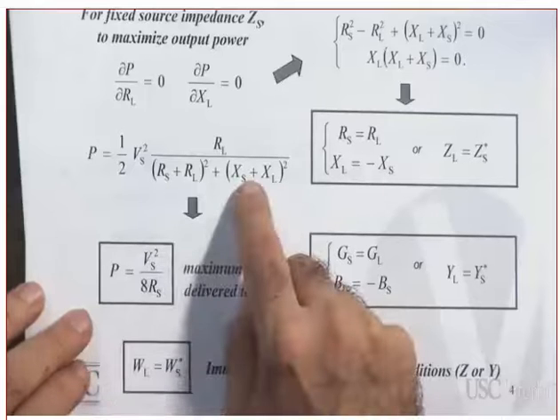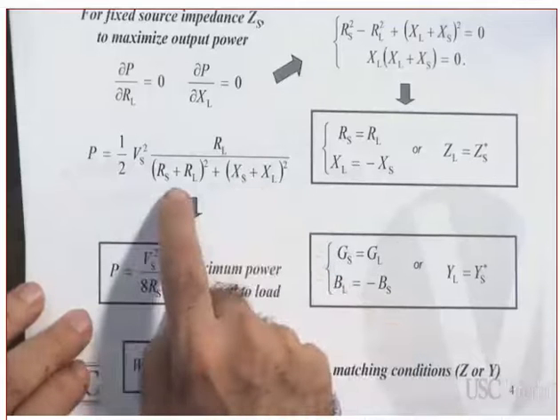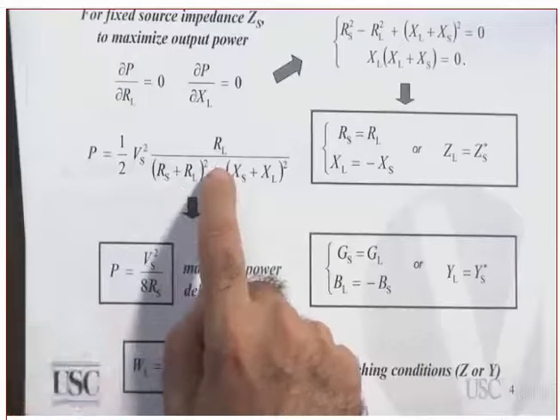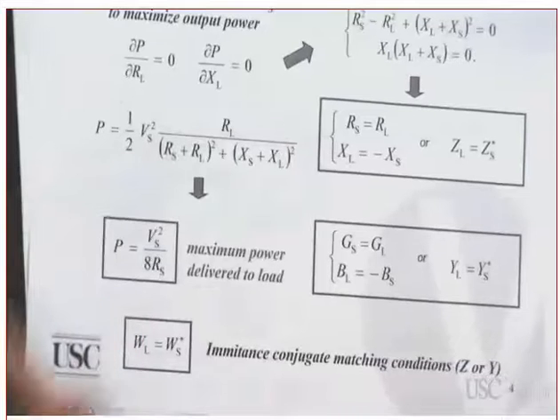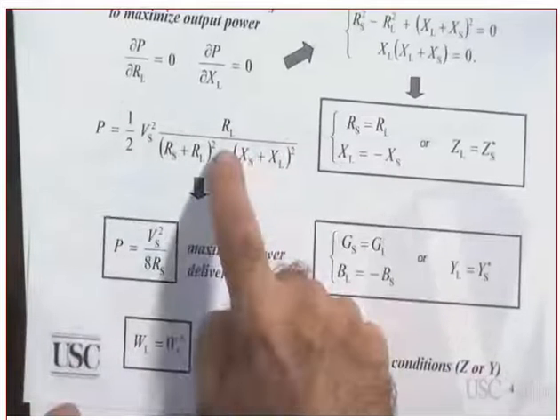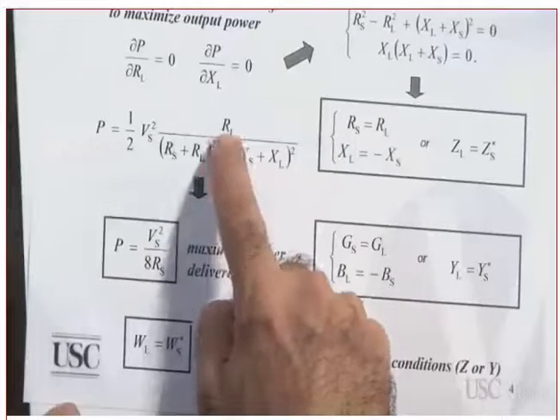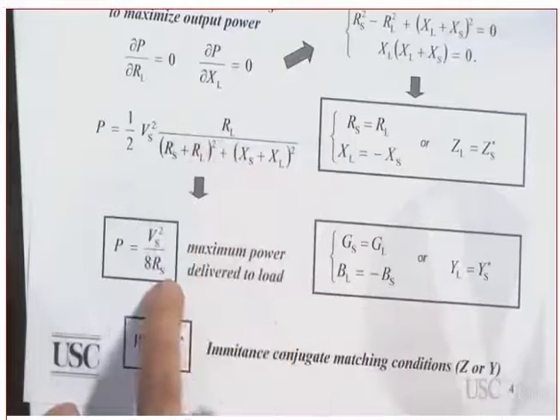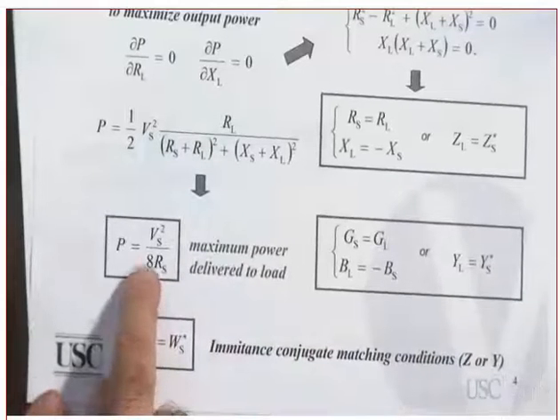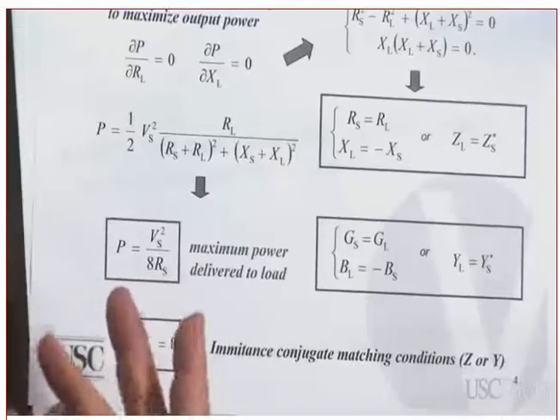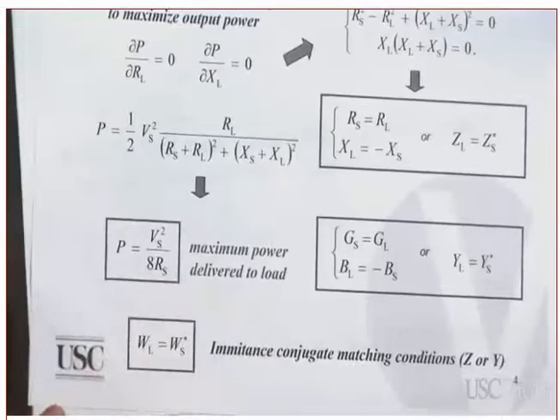Will this one cancel? This one cancels. This one will double. Square 4, times 2, that's 8. Did you get this or not? And this RL is the same as RS. So what do you do? You cancel with this one, you get 8RS. This is the maximum power transfer from the source to the load. Clear? Question.